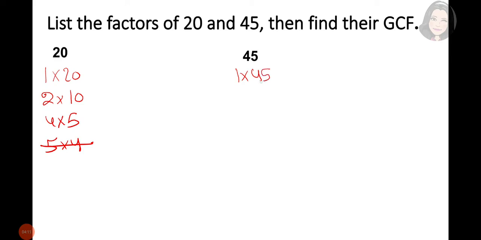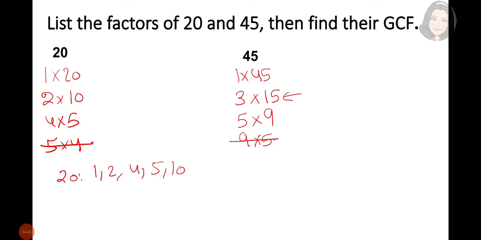45, I've got 1 times 45. Not divisible by 2, but divisible by 3. 3 times 15. Use long division to figure out what number times 3 is 45. Not divisible by 4. I've got 5 times 9 is a 45. It's not divisible by 6. Is it divisible by 9? I've got 9 times 5, but these are repeated digits. I stop. So for 20, the factors are 1, 2, 4, 5, 10, and 20. For the number 45, it's 1, 3, 5, 9, 15, and 45.